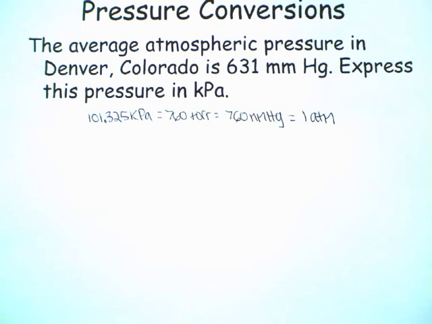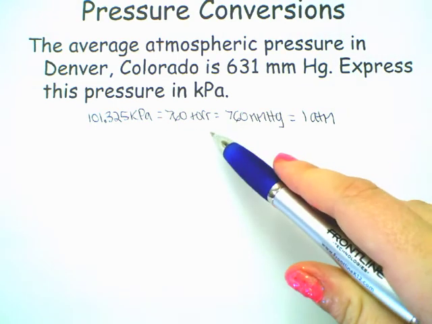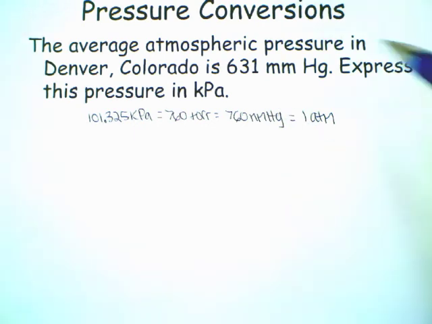All right, so there are 4 different units that we usually use in chemistry to measure pressure. One is kilopascals, another is torr, we have millimeters of mercury, and atmospheres. Okay, we're going to do these unit conversions just the same way we've done any other unit conversion. So let's start by reading the problem. Problem says, the average atmospheric pressure in Denver, Colorado is 631 millimeters of mercury. Express this pressure in kilopascals. So essentially we are converting millimeters of mercury to kilopascals.